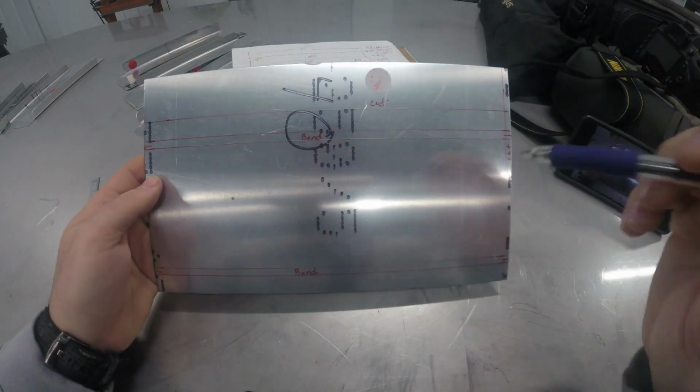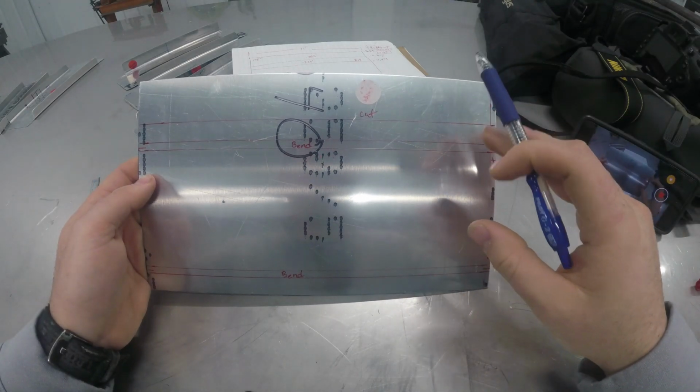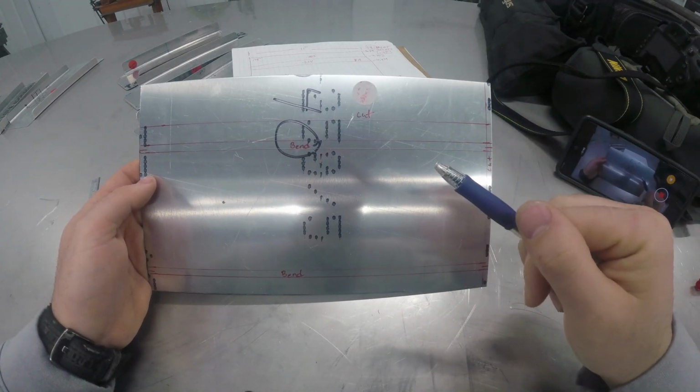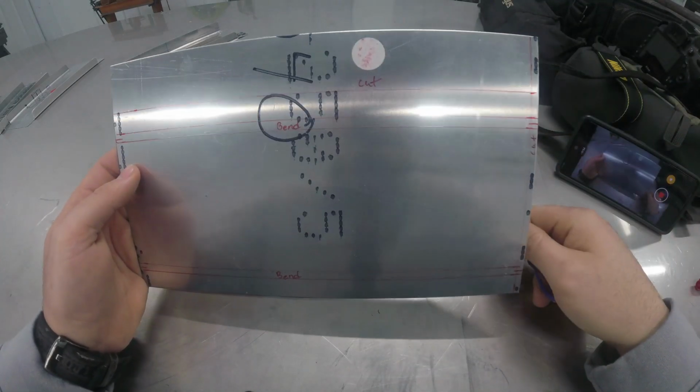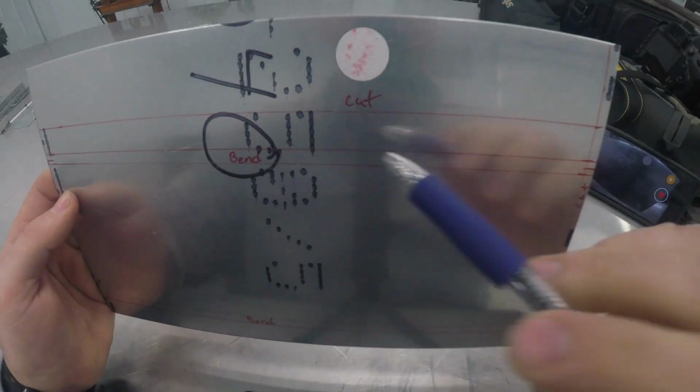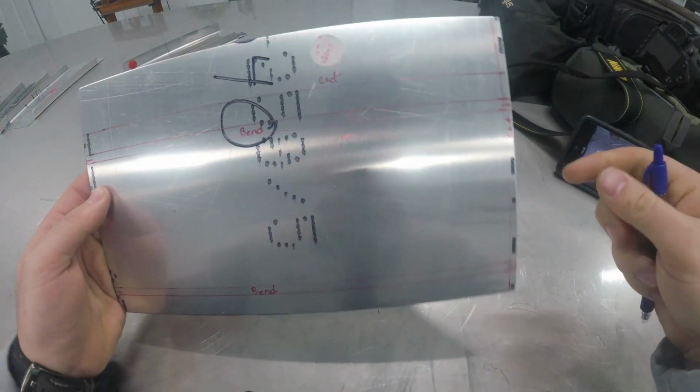And the nice thing about aluminum is it does have a plastic covering over it when it comes from the factory, so I can peel this off and I don't need to worry about leaving Sharpie marks on this. So, and don't be scared to label these. So our cut lines and then our bend lines.